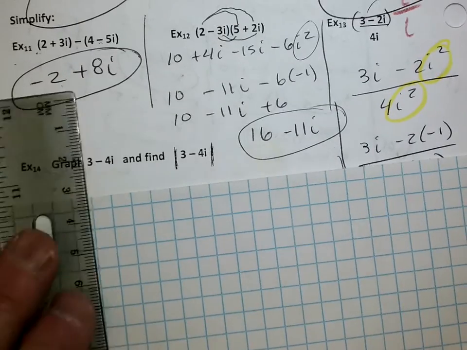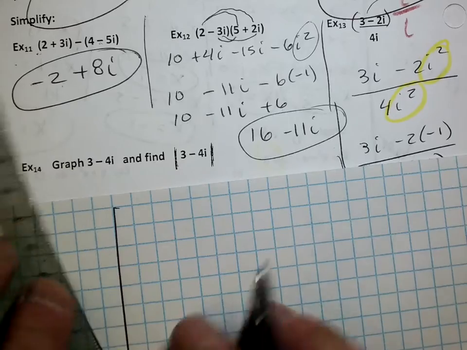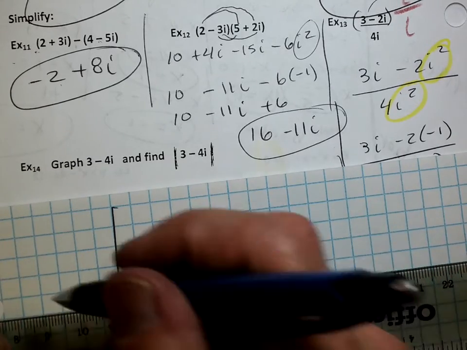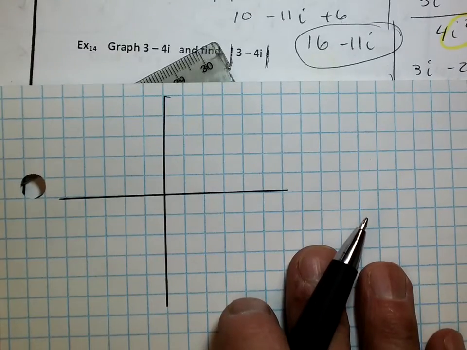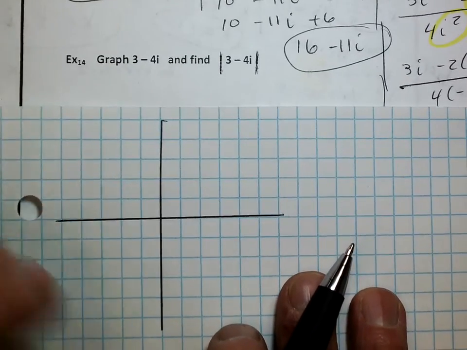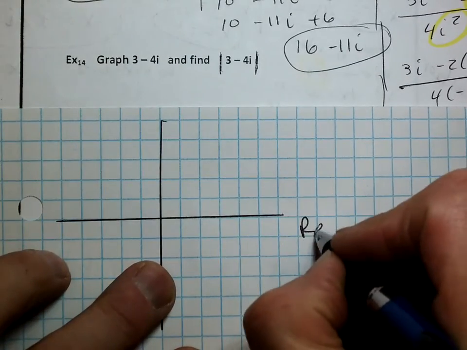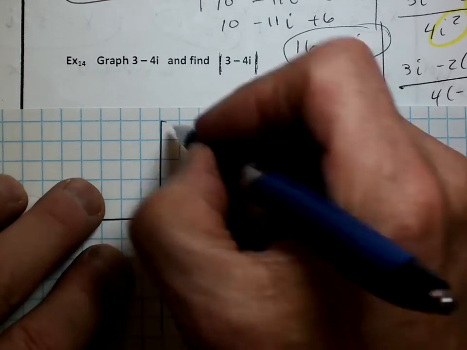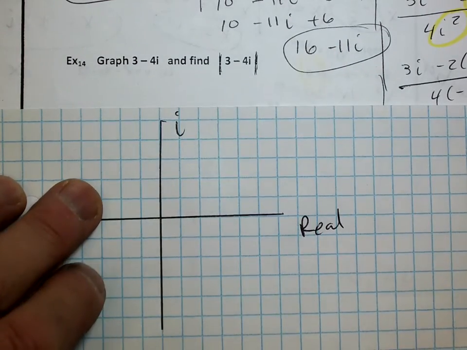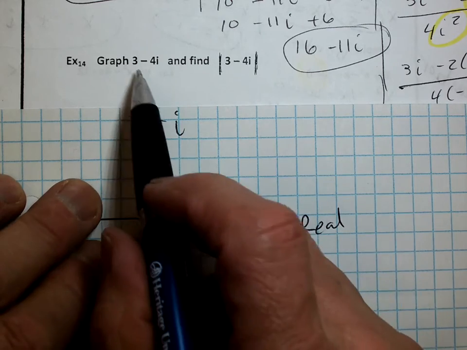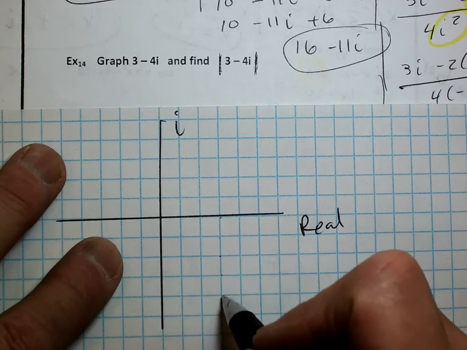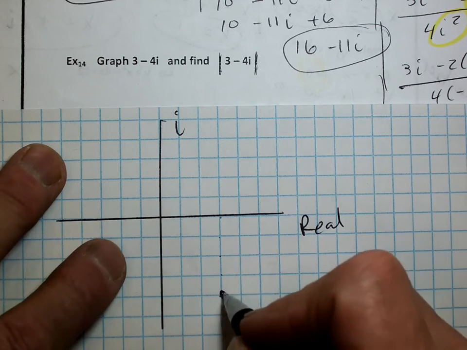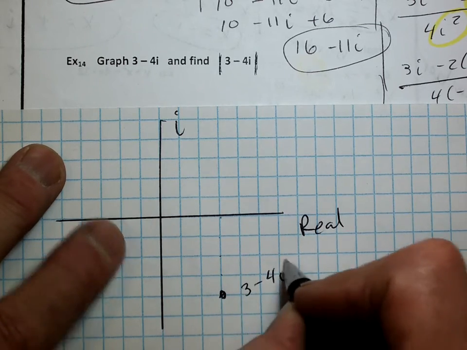Let's graph this. Thank you, Katie. How's that? Let me see it better. Okay, here's my real axis, not x. Here's my imaginary axis, not y, okay? If I want to graph 3 minus 4i, it's right there. There is the point, 3 minus 4i.